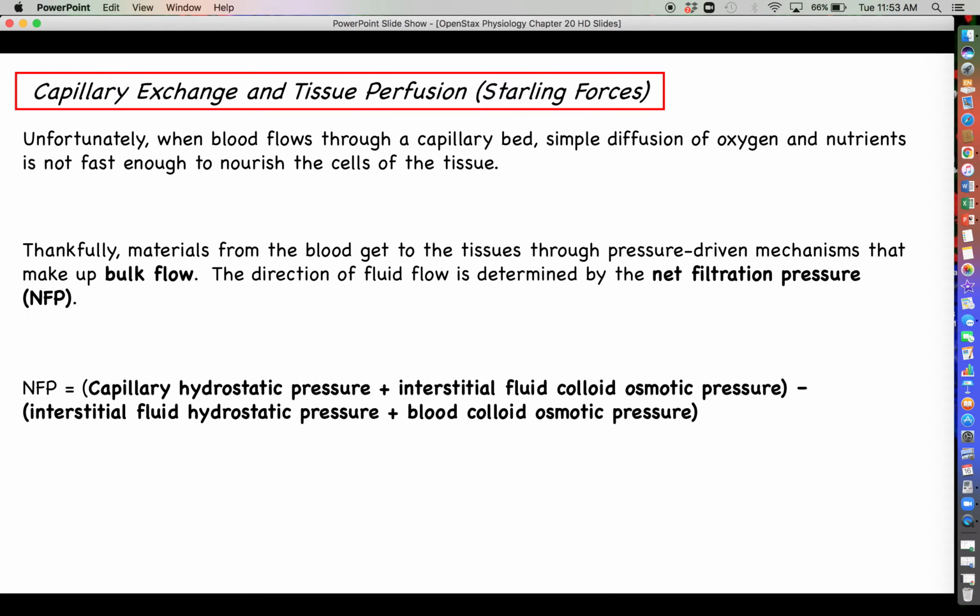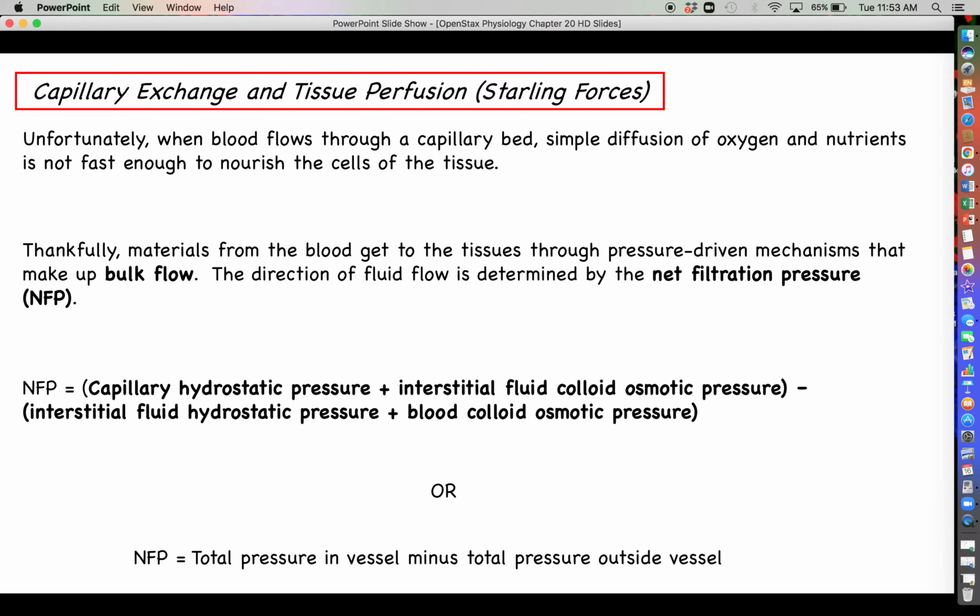So the net filtration pressure is equal to the capillary hydrostatic pressure plus the interstitial fluid colloid osmotic pressure minus the interstitial fluid hydrostatic pressure plus the blood colloid osmotic pressure. Okay, now what the heck does any of that mean, right? So I don't want us to lose the plot here, as it were, so I'm going to simplify it even further than this.